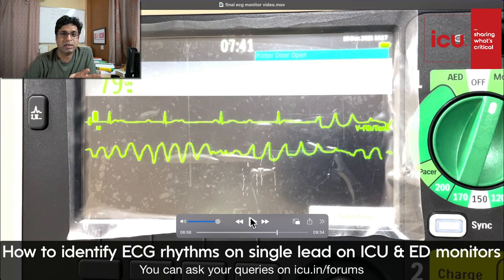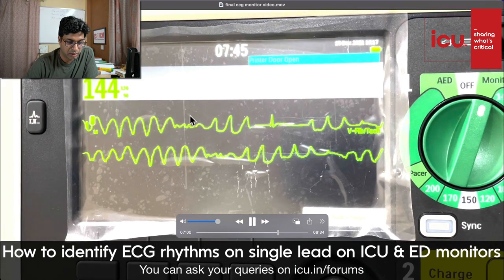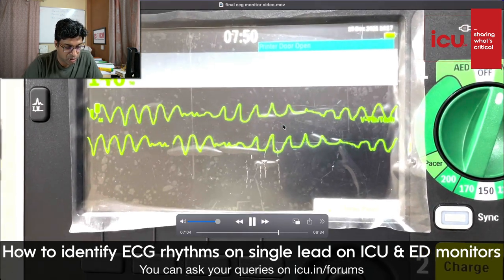Any broad complex tachycardia, even if you don't understand it, consider it as a VT. 99% of the time it's a VT. This is a changing axis, so this is torsades de pointes.